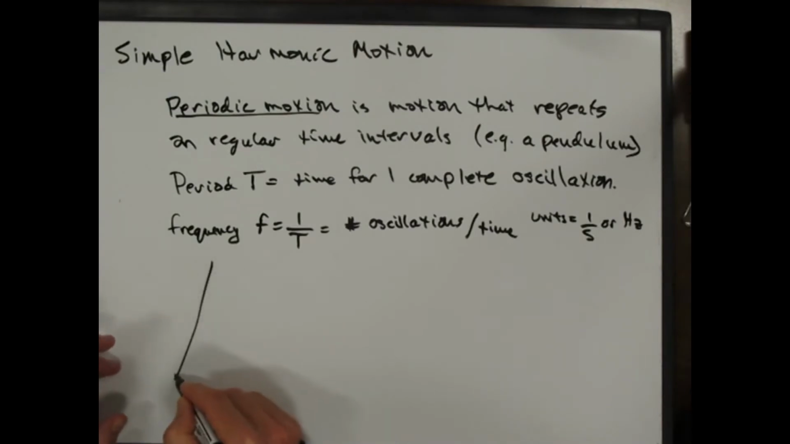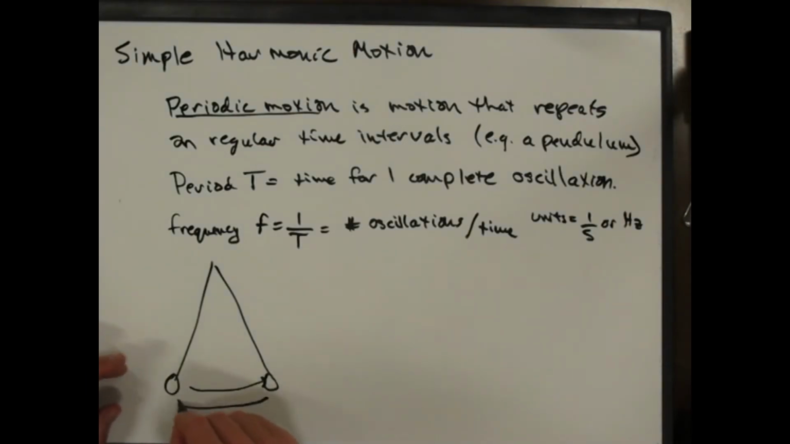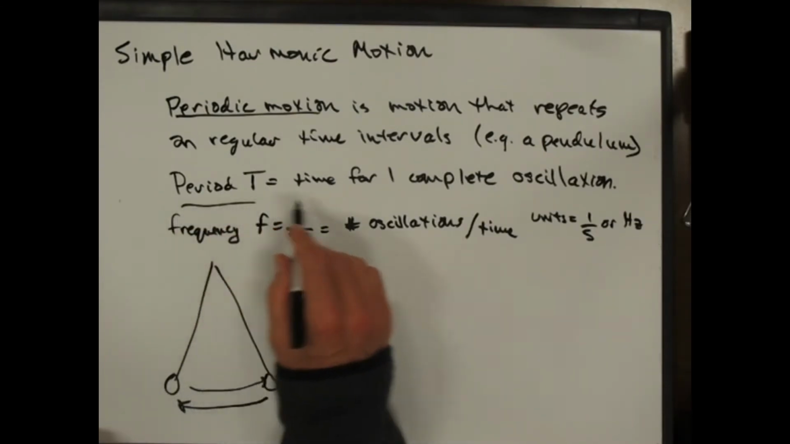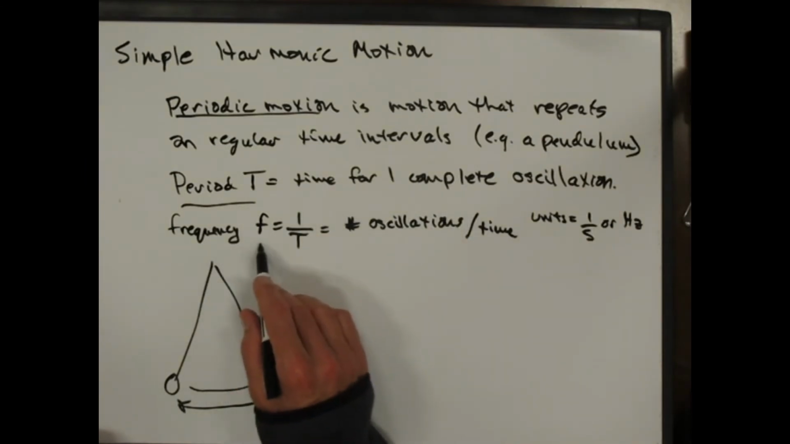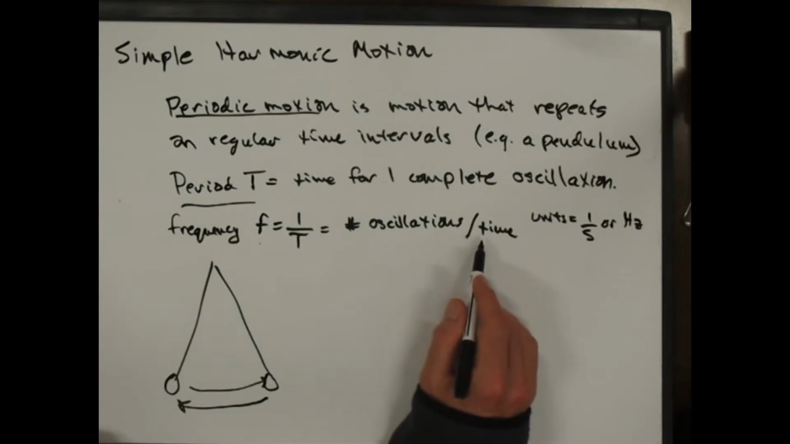So, like a pendulum, right? A pendulum swings across, it comes to a stop over here, and then it swings back, right? And so the time for one complete oscillation, in this case over and back, is called a period. And so it's the time for one complete oscillation. The frequency is 1 over the period, or the number of oscillations per time.